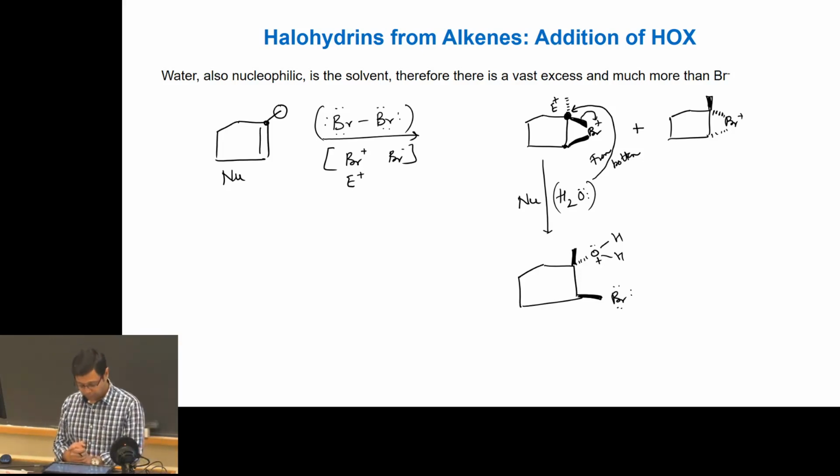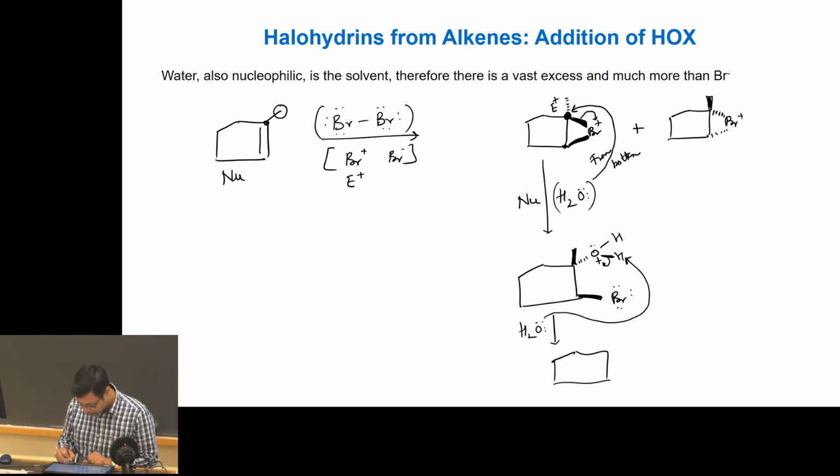Right. The final step, you have plenty of water floating around. Water can act as a base. It can pluck this proton, give the bonded electrons of this bond to oxygen to make it neutral. OH, Br, and you'll generate some H3O plus. This water will take up that proton to give H3O plus.